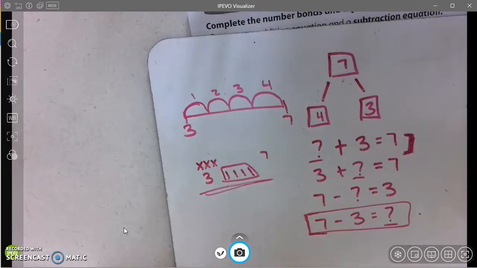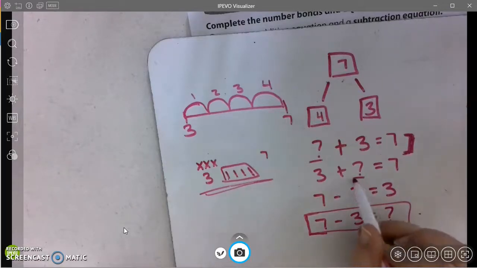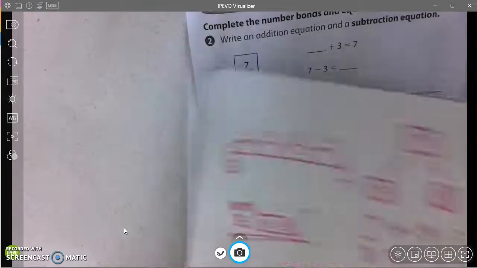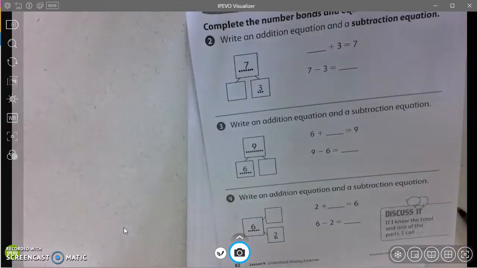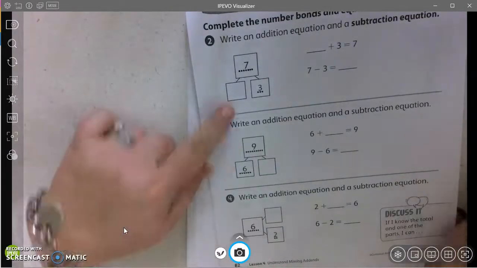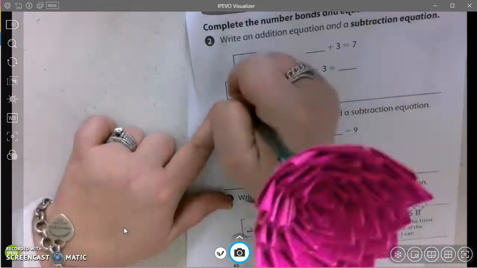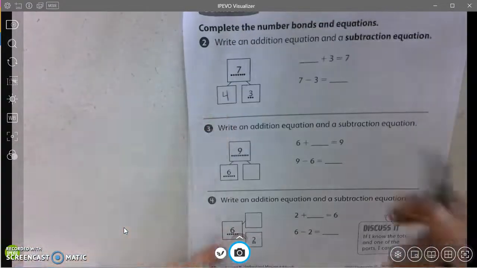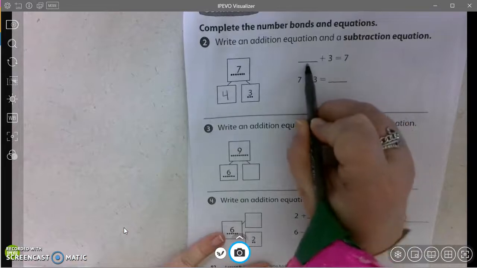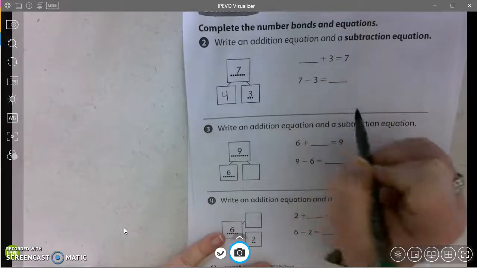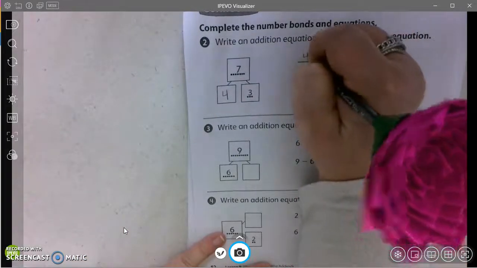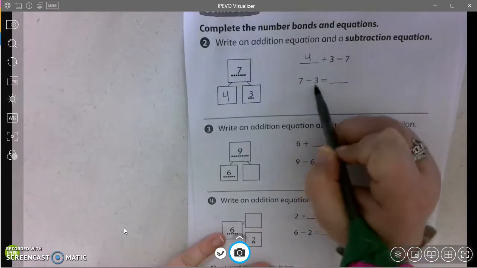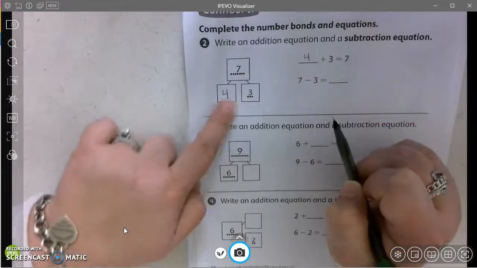If you have an easier way that you find to add to find this number, I would be interested to hear what you think is the easiest way. Alright, so we've discovered that 4 is our missing number. In our equation, the missing number is also the blank. So 4 plus 3 equals 7. 7 minus 3 equals 4.